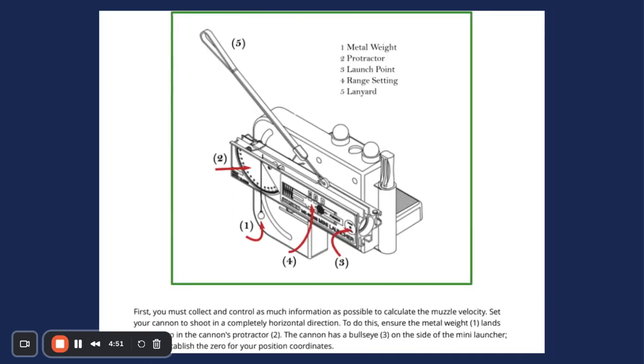Here is a representation of the launcher. As you can see, there are 5 components in the launcher. Our first one is the metal weight. The second is the protractor. Our third is the launch point. Our fourth is the range setting, which was 30 degrees, 45 degrees, or 60 degrees, and our fifth is the lanyard.